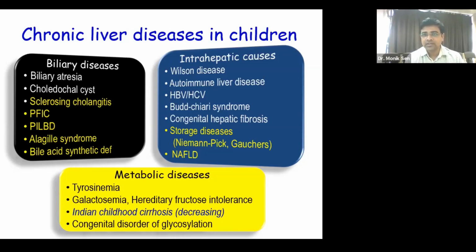There are some diseases which affect the sinusoids of the liver, and those are the intrahepatic causes. Namely, those are Wilson's disease, autoimmune liver disease, hepatitis B, C, Budd-Chiari syndrome, which is a post-sinusoidal disorder, congenital hepatic fibrosis, storage diseases like Niemann-Pick and Gaucher's, and NASH or NAFLD, which is non-alcoholic fatty liver disease. Metabolic diseases like tyrosinemia, galactosemia, hereditary fructose intolerance, and congenital disorders of glycosylation are those diseases that are uniquely associated in children. Indian childhood cirrhosis was there in the past, but for some reason it has a decreasing trend.